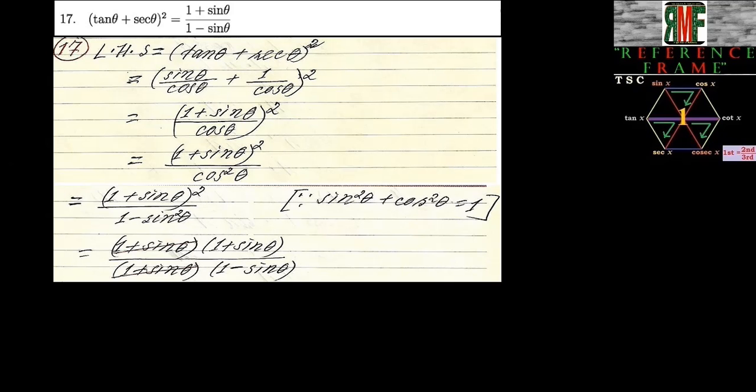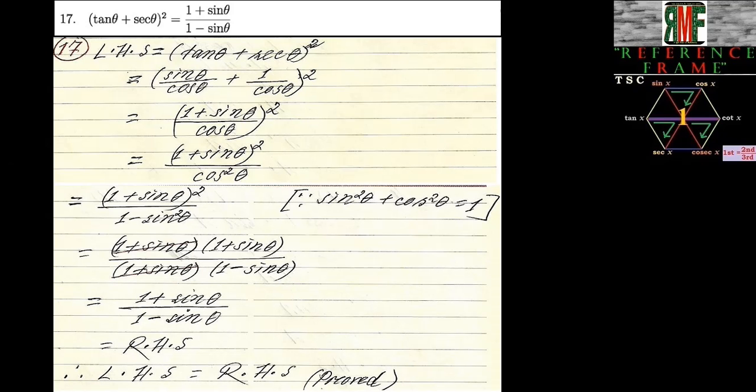Now look, from the denominator and numerator we have a similar term, and the term is 1 plus sine theta. So they cancel each other. Now look here, look at the destination. What do you have? 1 plus sine theta by 1 minus sine theta, and our destination is matched. So our math is done.